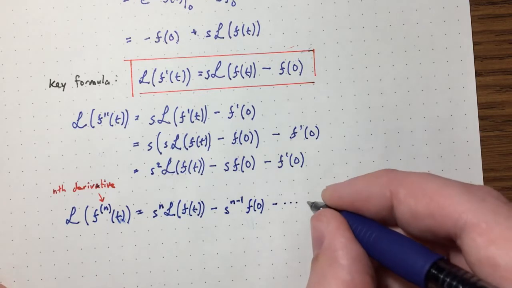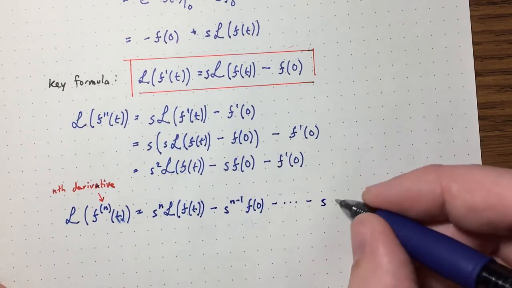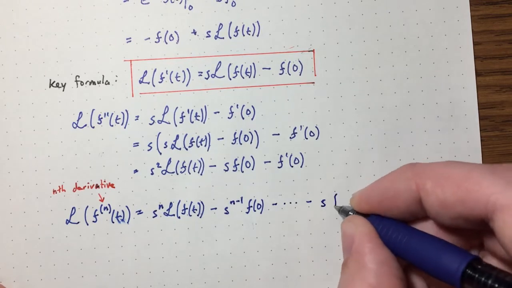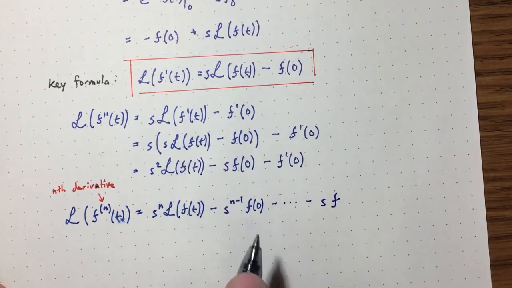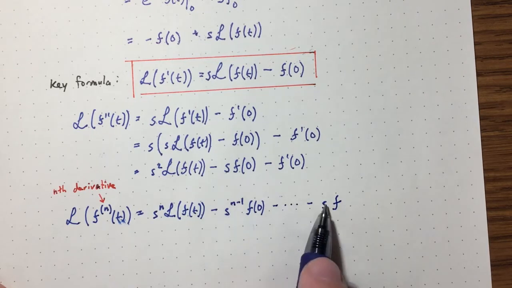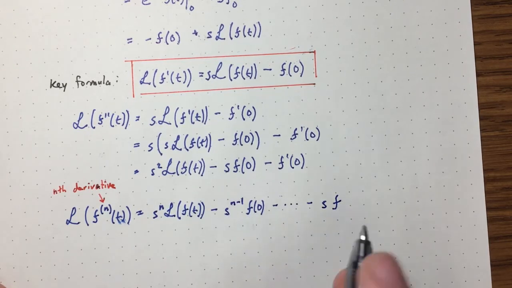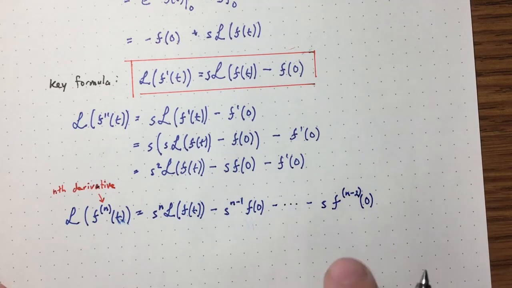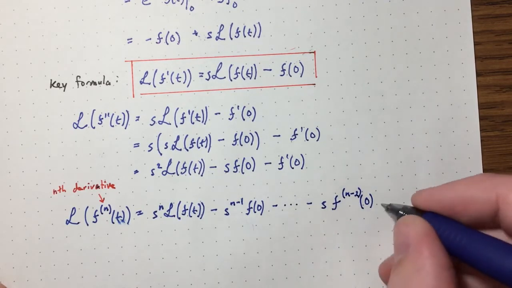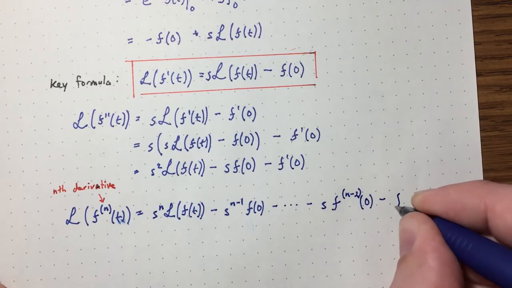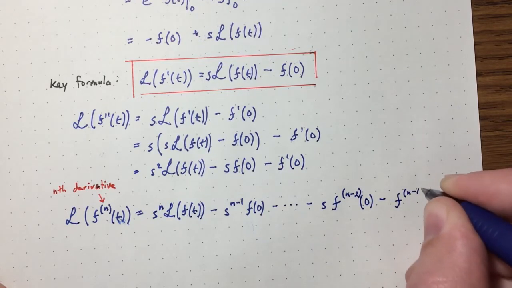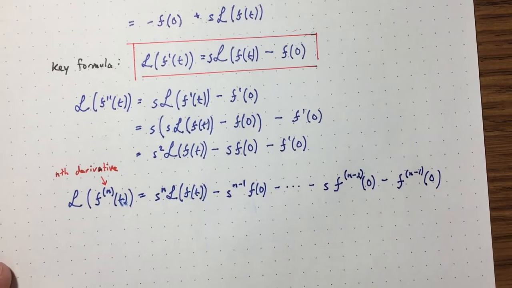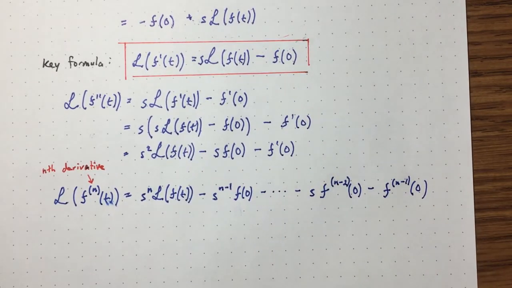And you keep going until we get, well, let's go down to s to the 1. So what derivative are we on? Okay, we went from n minus 1 down to 1. So here we're going from the 0th derivative up to the n minus 2 derivative of f at 0. So take n minus 2 derivatives of f, evaluate it at 0. And then what's our last term going to be? Well, it's going to be the n minus 1 derivative, again evaluated at 0. All right, great.